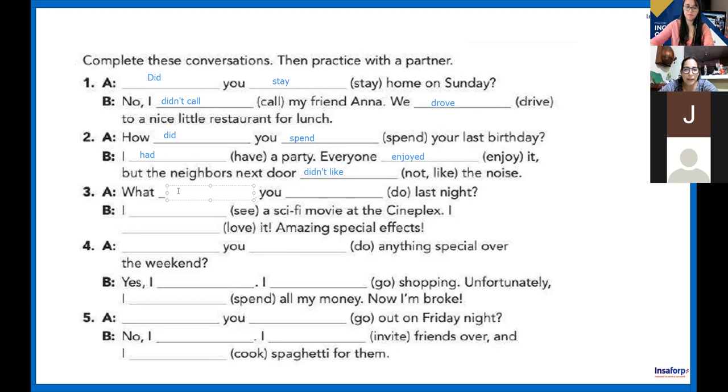What did you do last night? Yeah. I see. We have the verb see. ¿Cómo nos quedaría in the past? See? Sería saw, right? El pasado, saw. So, I saw a sci-fi movie at the Cineplex.